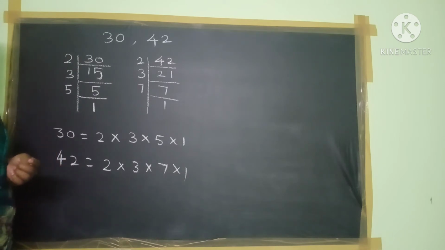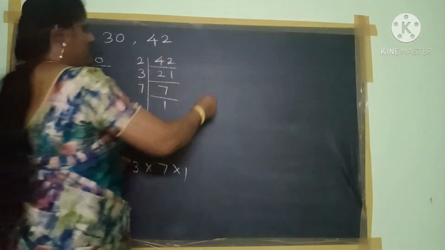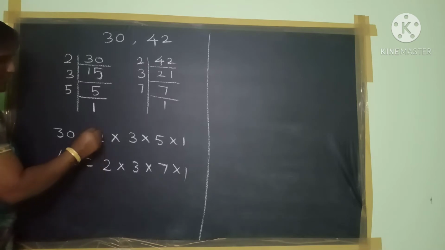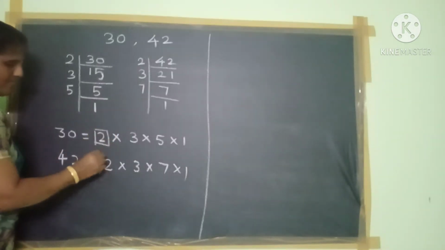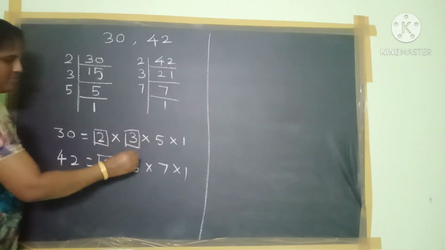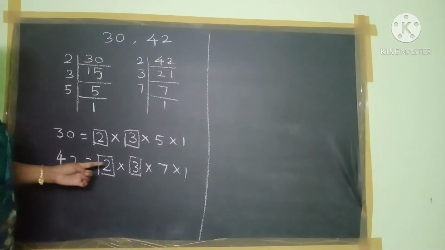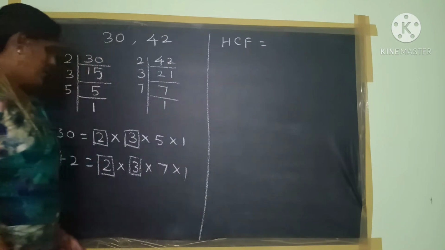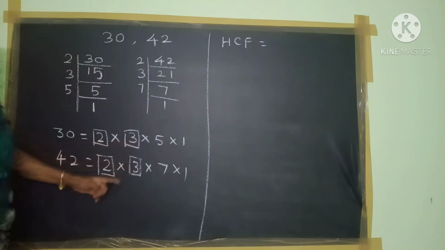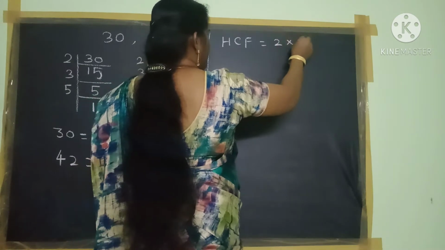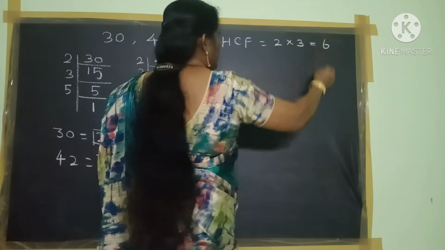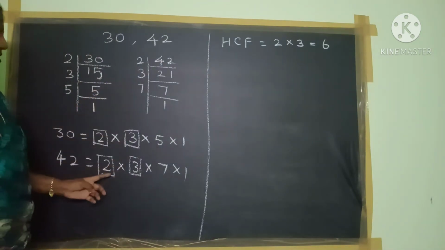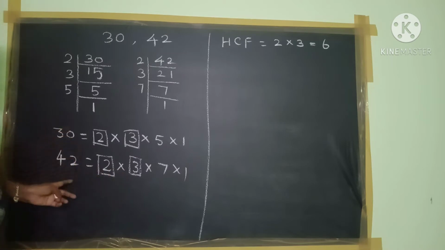HCF means what? HCF means, first of all, you write the common factors for both. You just mark the common factors. Here 2 2s are common and 3 3s are common. Yes or no, children? So HCF is equal to, commonly 2 is there and 3 is there. You just take them one time. 2 into 3, 2 3s are 6. So the HCF of these 2 numbers is 6. That means the 6 table commonly divides both these numbers.